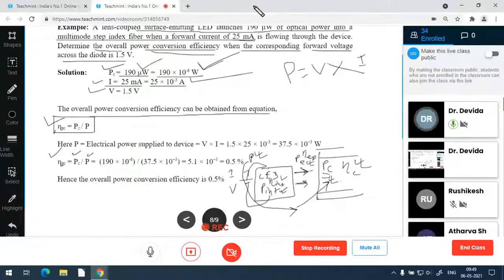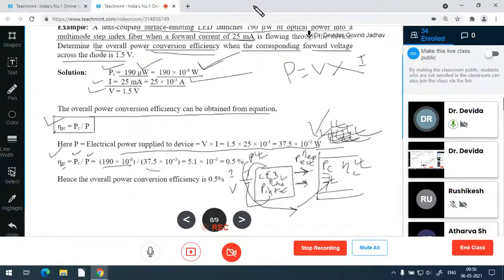Power conversion efficiency is PC upon P. PC is given as 190 into 10 to the minus 6 watt, and P we can calculate as V into I. So electrical power is V into I, 1.5 volt into 25 into 10 to the minus 3 ampere current, which is 37.5 into 10 to the minus 3 watt. This is the electrical power.